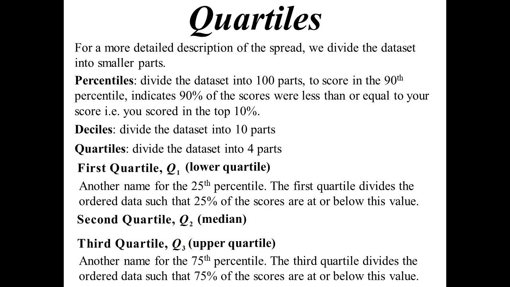Third quartile, Q3, would then get the next 25%. It's known as the upper quartile. And so you could think of it as the 75th percentile. So the third quartile tells us that 75% of the scores are at or below that value.